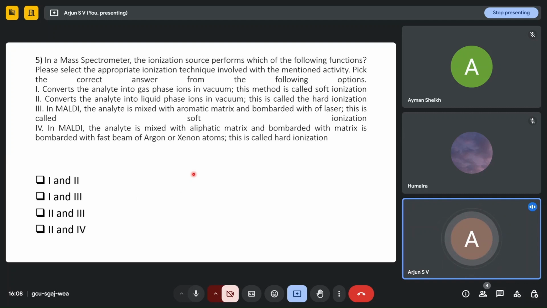So it's pretty simple. The correct answer is option number 1 and 3. So the soft ionization, the analyte is converted into gas phase ions in vacuum. So that is soft ionization. And in soft ionization in MALDI, the laser is bombarding the matrix mixed with the analyte. So it is bombarded with laser.